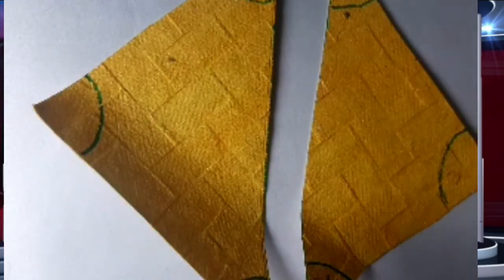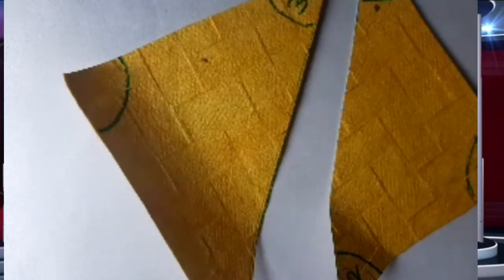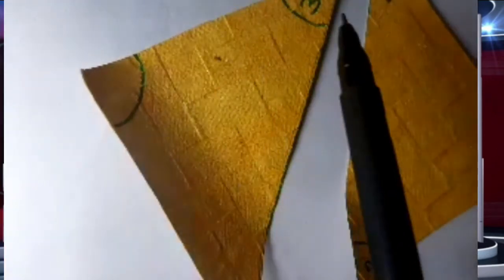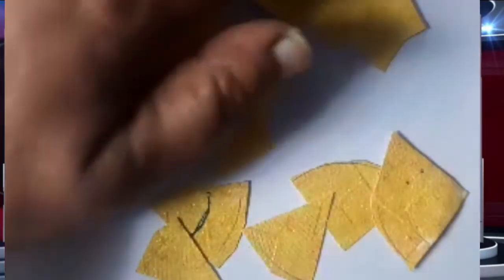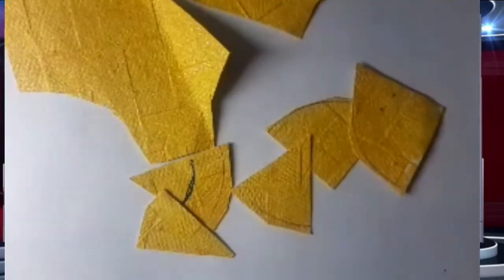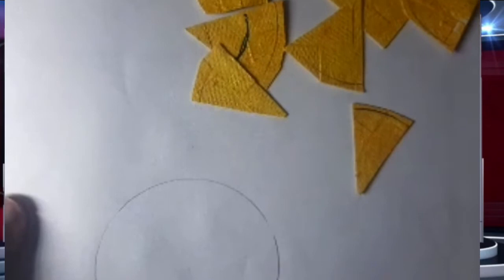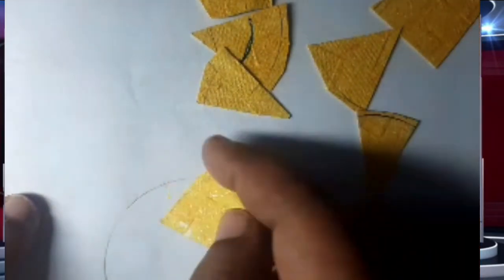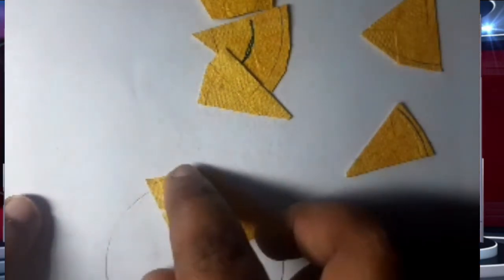See students, now I have cut the quadrilateral into two triangles and I have marked all the angles also. Now I will cut all these angles from here like this. See students, now I have cut the angles from the two triangles and my two triangles will look something like this, and these are the angles that I have cut. Now what I will do is I will arrange all the angles in a circle like this to make a complete angle, that is of 360 degree. See, now I will adjust these angles to make it 360 degree, that is a complete angle.